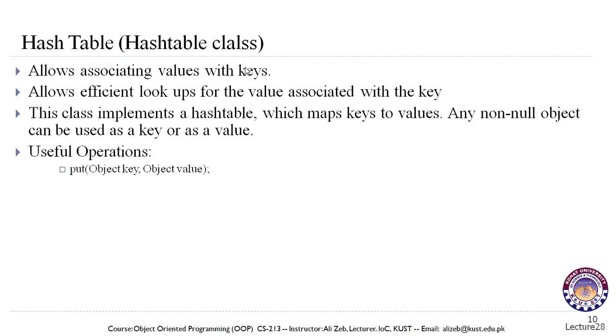Useful operations include put, where we can add a key value pair into the hash table. We have a key object and a value object. We can use the remove method to remove a certain element from the hash table. We only need to pass the key of that element, and we can use the get method to get a certain value using the key of that value.